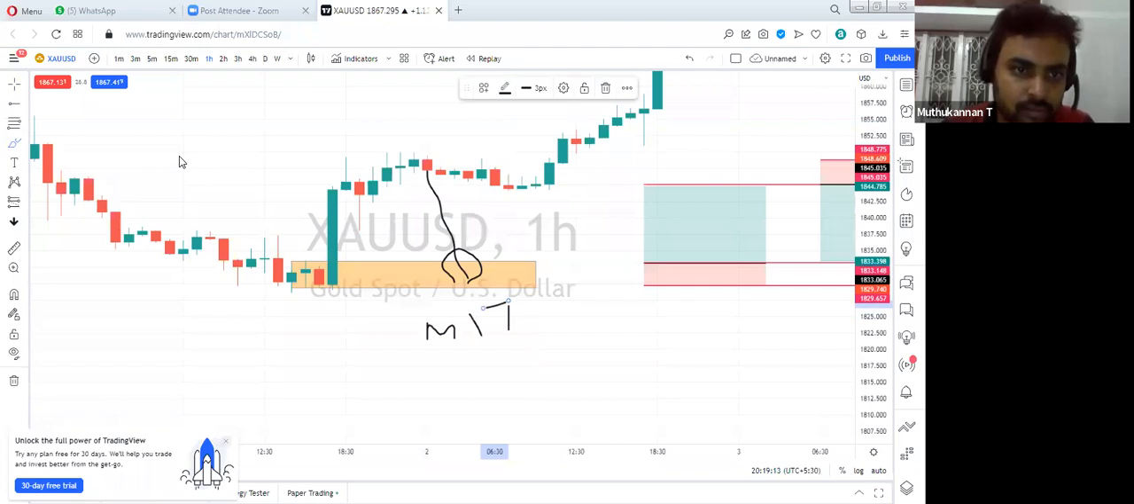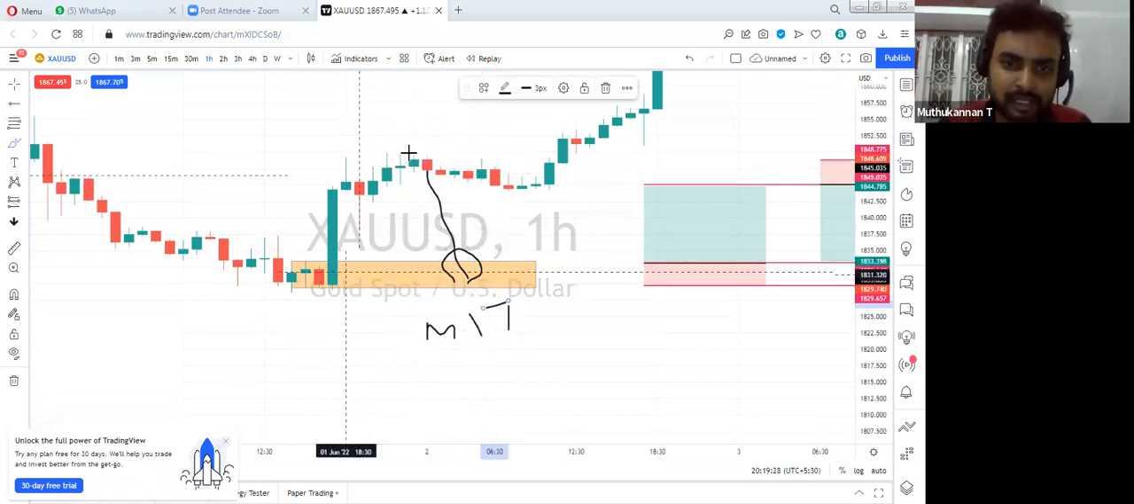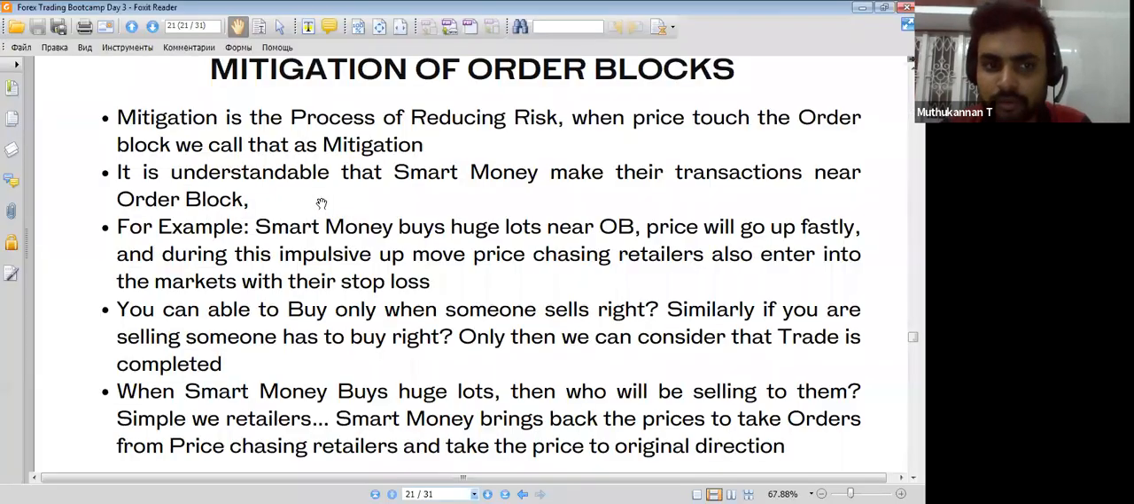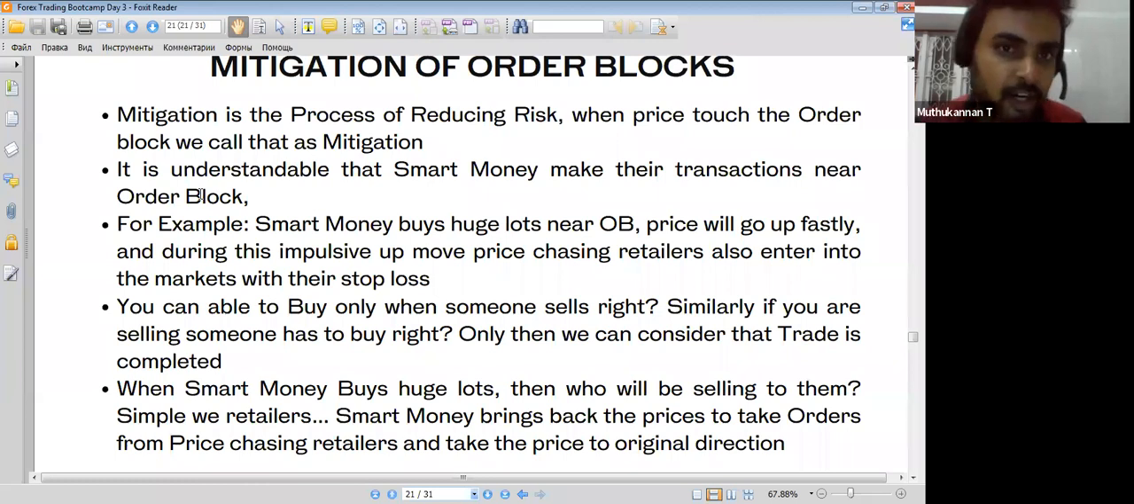I'll be explaining about the buy stop and sell stop later. For now, just understand the concept. Then we'll be discussing that. So when price touches this order block, that is called mitigation. Now, why is price coming down? It is understandable that smart money makes their transactions near the order block. Near the order block, they are buying or selling.